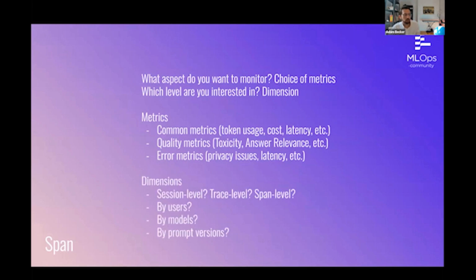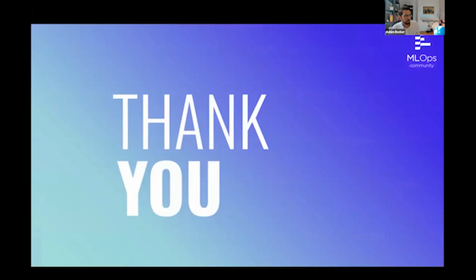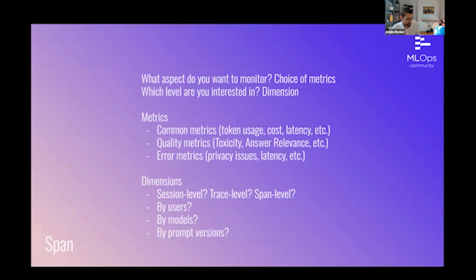And then the dimensions are, now that you have this session and span and trace level, you could figure out, okay, are you interested in token usage for a bunch of sessions, for specific sessions tagged by something, for a trace, that entire trace, or for a very specific span, or for all of the spans of a particular type? You can evaluate these metrics based on users, based on models that your agents are using, or perhaps based on prompt versions. But yeah, I think that's all I had.